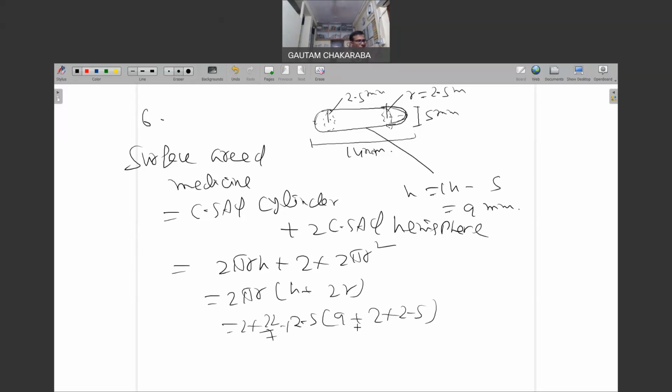Okay. Now next question I move. And always write the unit. This is millimeter square. Okay.